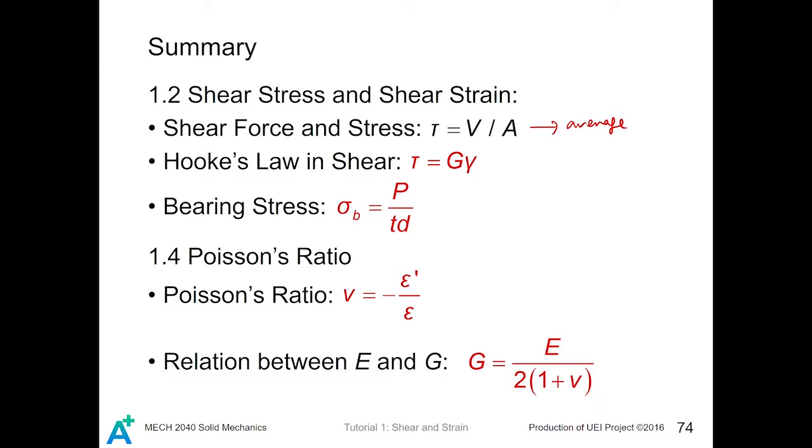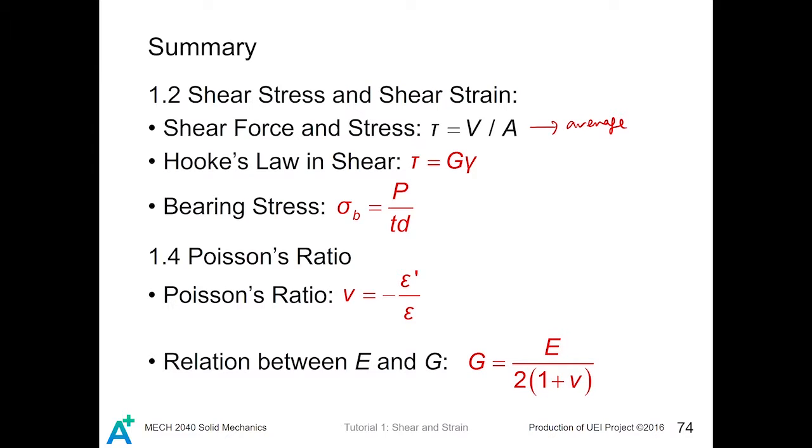We also talked about the bearing stress on a bolt. The bearing stress is given by P divided by t d, where t d is not the area of the cylindrical surface. It is a rectangular surface, lies in the middle of the cylinder.